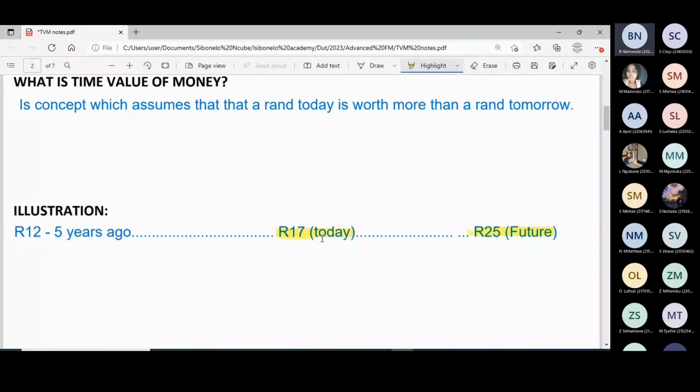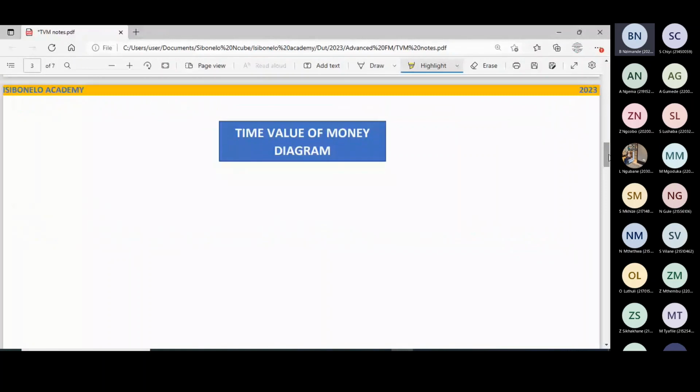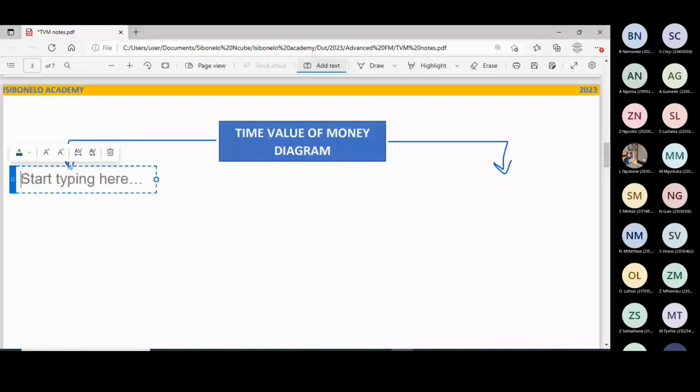Yes. All right. So let me break this down for you. There's this diagram that I always explain to students. Once you get to understand this diagram, you will never struggle with this topic. So in time value of money, there are two factors that are very important for you to understand. We have what we call the present value, obviously this is the value today, and we have what we call the future value.